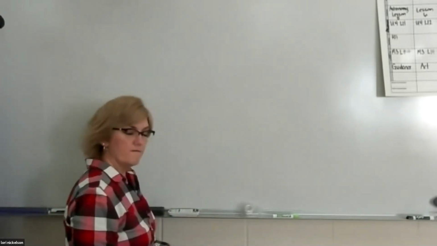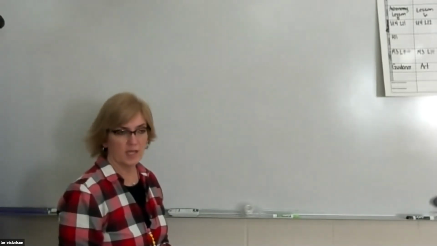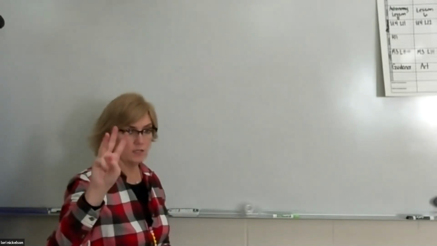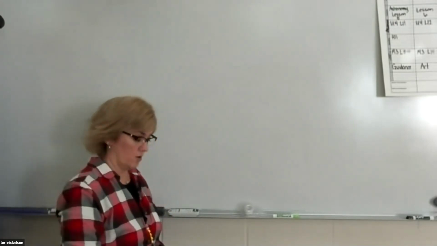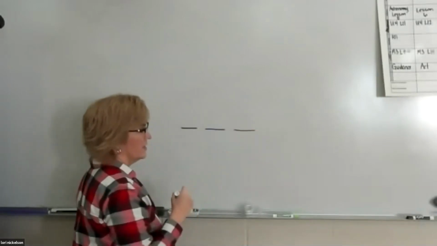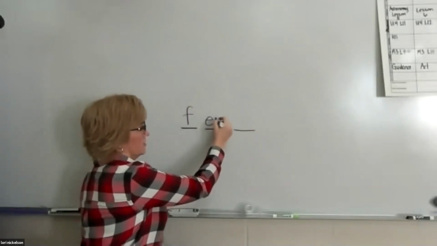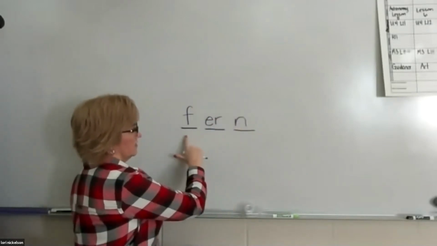Let's do the word fern. Fern. Say the word fern. Okay, now let's listen for the sounds. F, er, n. How many sounds did you hear? 3 sounds. So let's draw 3 lines. F, er, n. So now let's write it. F, er, n. Good. So we have fern.